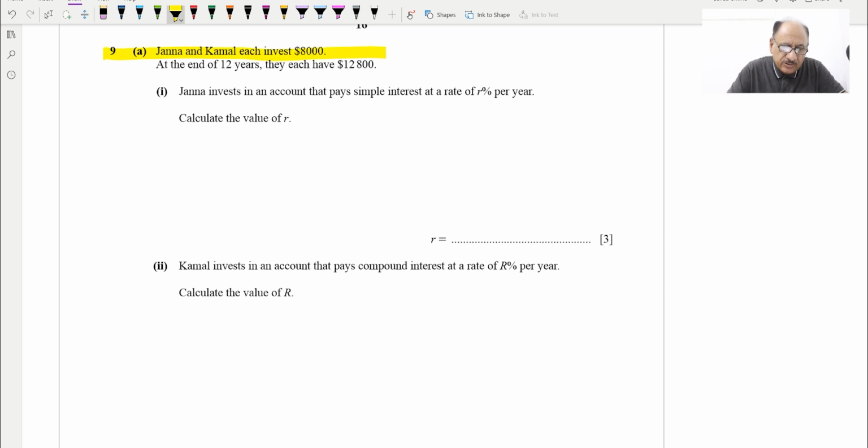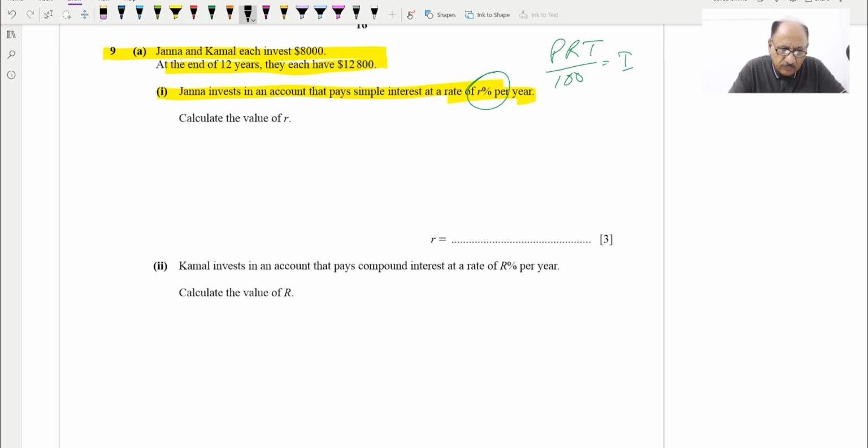Part A says Jana and Kamal each invest 8,000. At the end of the 12 years, they each have 12,800. Jana invests in an account that pays simple interest at a rate of R% per year. At this rate, calculate the value of R. So PRT over 100 will be equal to interest, and we can calculate this.